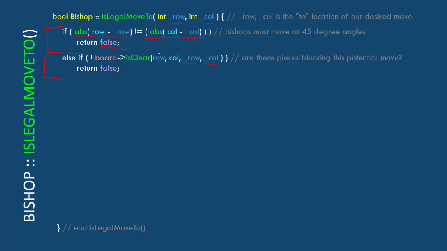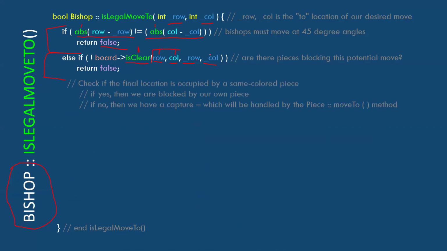And notice these are my from locations. These are data members of the piece class. Bishop derives from piece, so these are its base class data members. And we're passing those into the board's is clear method so we can check between these two locations. And if that's not clear, then it will return a false, right?